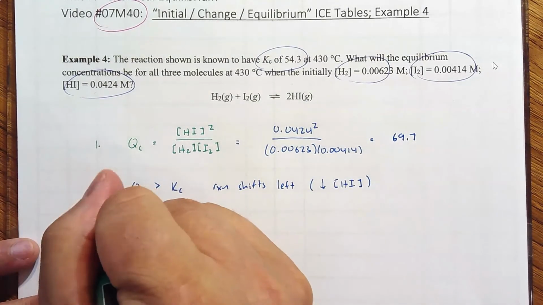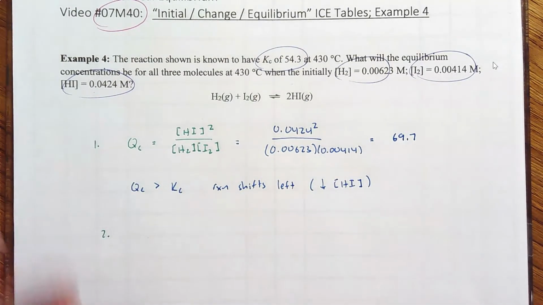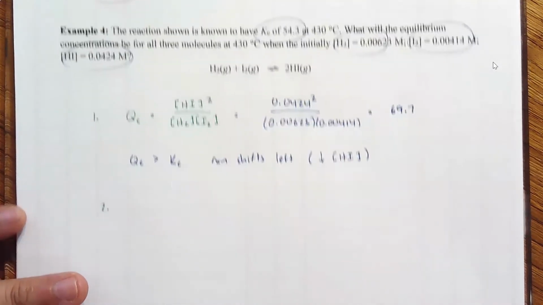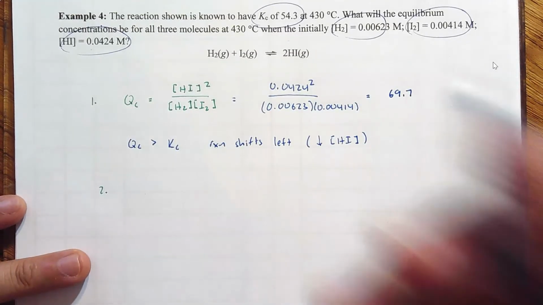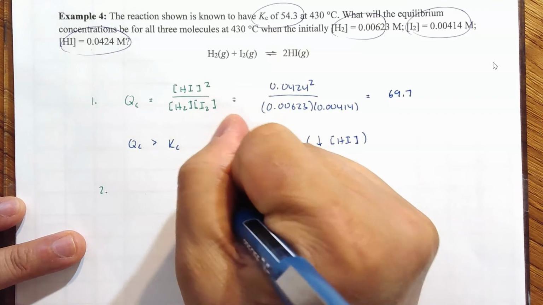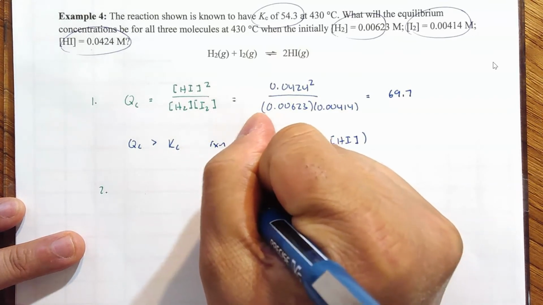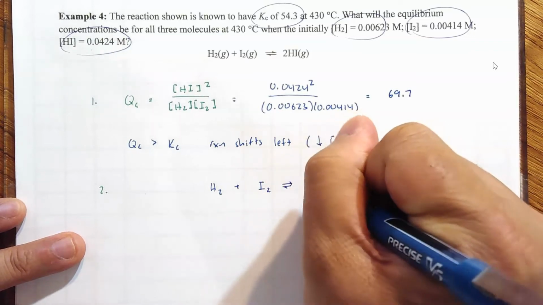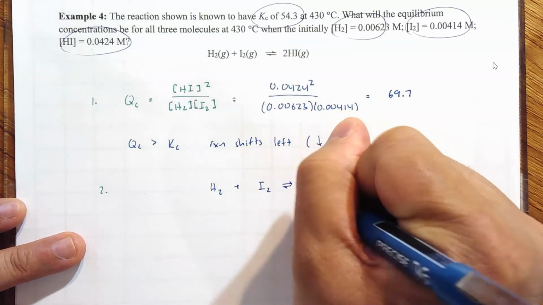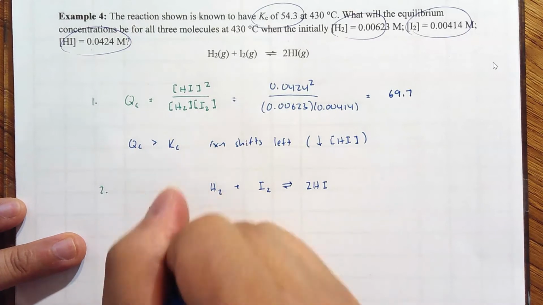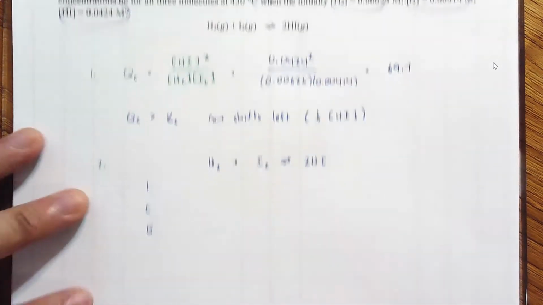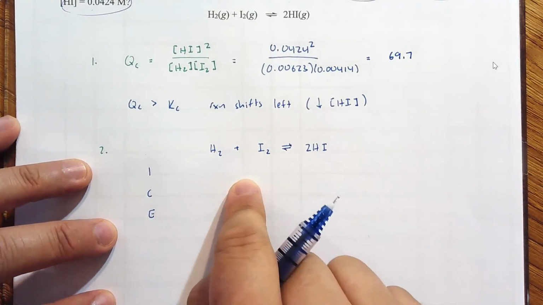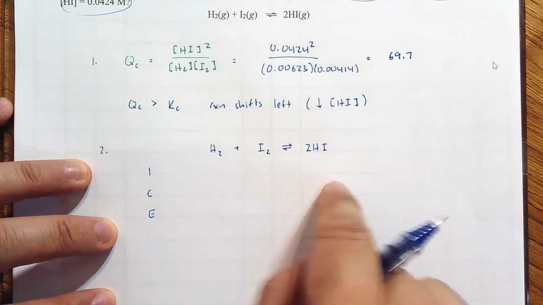Number 2. If you've been following the videos, you've done this 3 times. Why don't you pause the video and construct the ice table? ICE. Give it a go. See what you can fill in these 9 blanks.